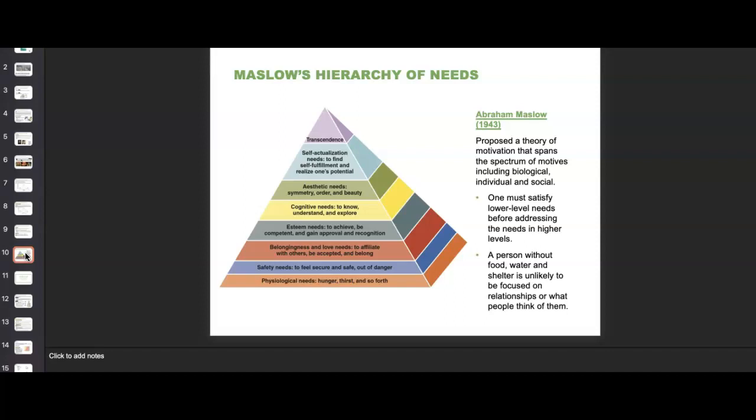Likewise, research also indicates that when we have satisfied our needs at a certain level of the hierarchy, we do not always move up to the next level and attempt to satisfy the next needs.